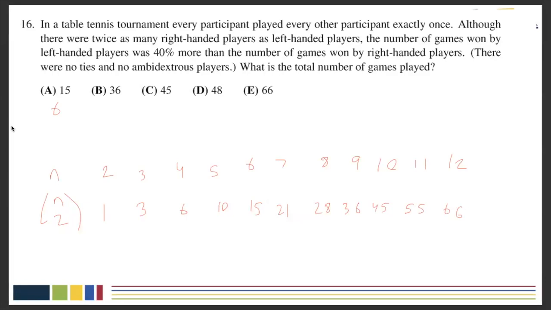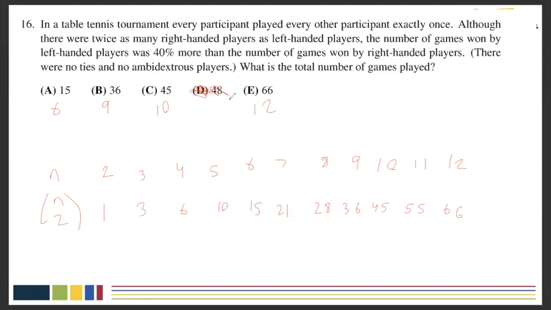So what we can tell here instantly is that 15 games played means that there were 6 players, 36 games played means 9 players, 45 games played means there were 10 players, and 66 games played means there were 12 players. And we've already eliminated 48 because 48 is not a possible number for the total number of games played.